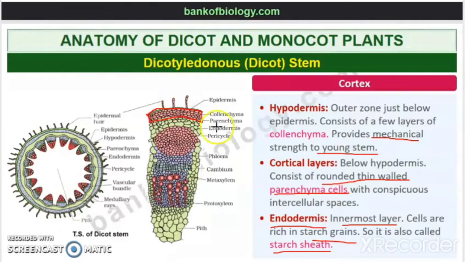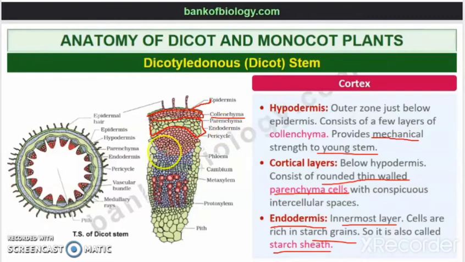So you can see the outermost part. I'll just show it. You can see the green colored portion, which is called as the epidermis, right? So just below the epidermis, you can see some pink colored cells, collenchyma cells, which is called as the hypodermis. And then comes the next layer, which is called as the cortical layer. You can see it here, right? So these green colored structures are the cortical layer. Okay, and how is this made up? It is made up of rounded, thin-walled parenchymatous cells with conspicuous intercellular spaces.